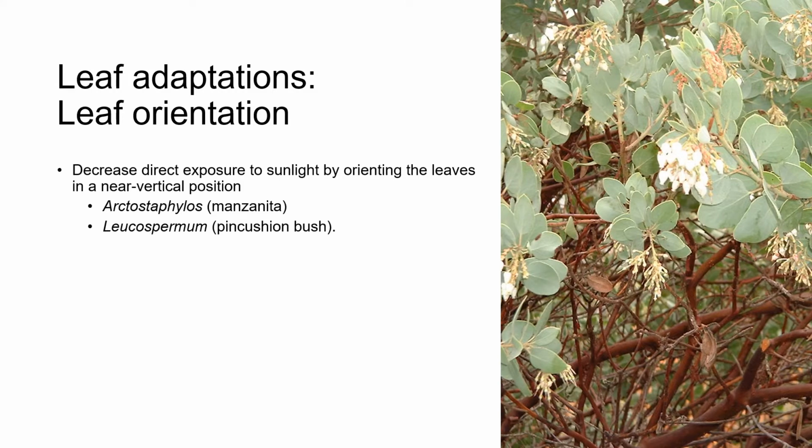Some plants orient their leaves in a near vertical position to the sun, which decreases their direct exposure to sunlight and in turn keeps the leaf surface cooler. A good example of this would be the manzanita, pictured here on the right, the bigberry manzanita, Arctostaphylos glauca. And an example from South Africa would be Leucospermum, the pincushion bush.